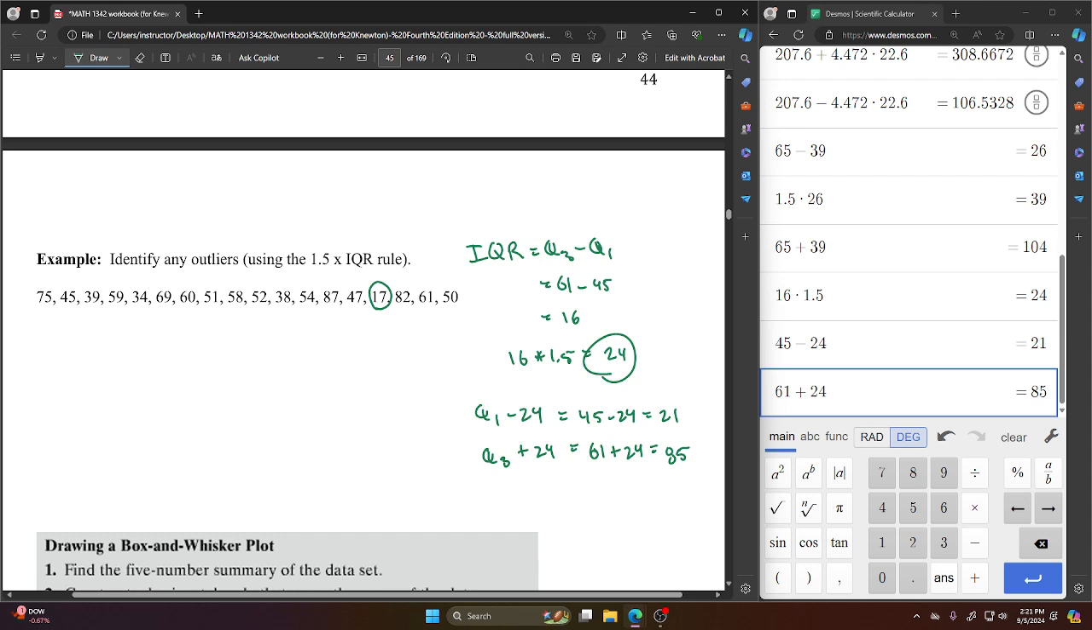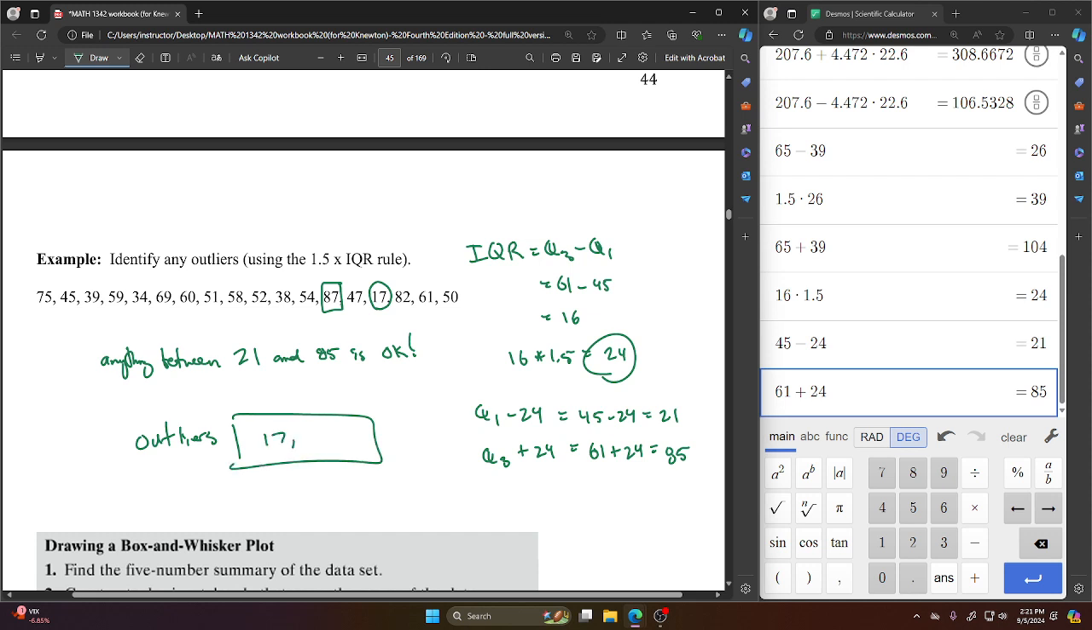So anything between 21 and 85 is okay. So the 17 indeed was an outlier, wasn't it? Just as we suspected. And we had also talked about that other one, right? We had thought maybe that one too. And so there you go. So that's actually the answers. So the outliers, what do we got? 17 and 87. Cool.